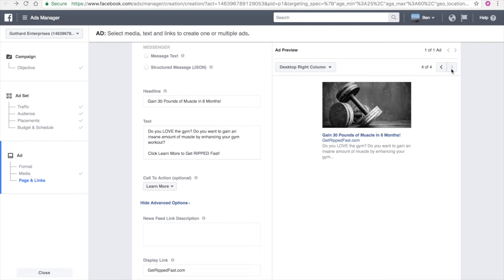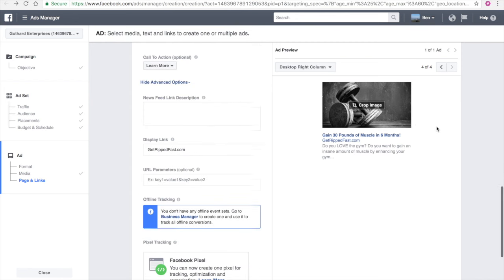And desktop, right column. That actually looks pretty good right here. You're getting 30 pounds of muscle in 6 months. Getrippedfast.com. But you see that some of the text was cut off. So keep it concise, keep it short, so people know exactly what they're clicking.